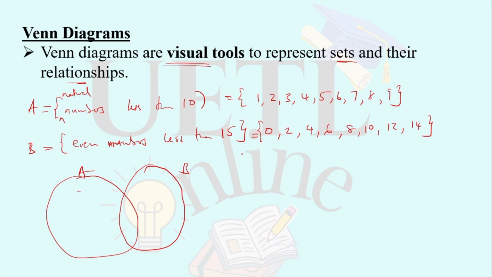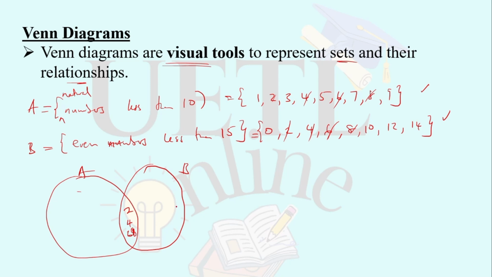The first thing you just have to check is which numbers are common in these two. Here we can see that 2 is common, so we write 2 here. Then we can see 4 is common, so we write 4 here. Then 6 is common, so we write 6 here. Then 8 is common, and we write 8 here. So these are the only ones which are common. They have this special place.